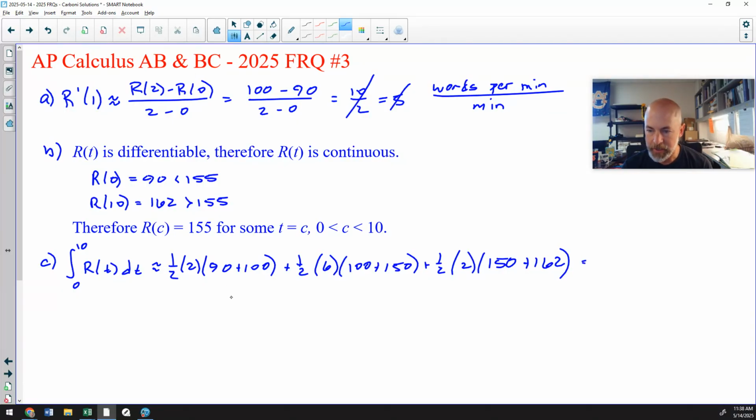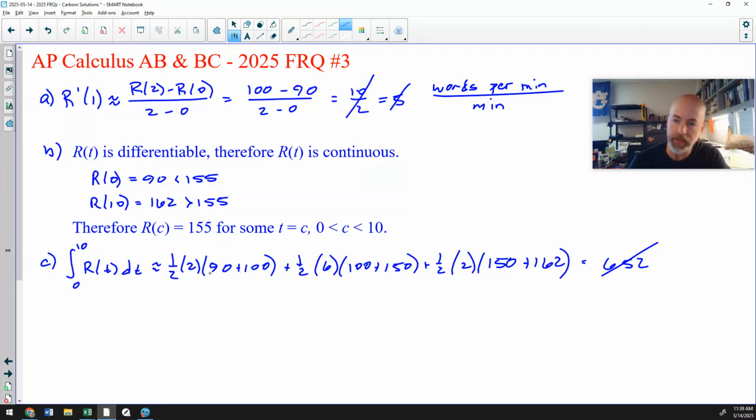So that's 190 plus 3 times 50 is 150 plus 312. So that's 340 plus 312 is 652. But I'm going to cross that out just in case I'm wrong. Now, I did that very quickly. The answer is acceptable in this format.